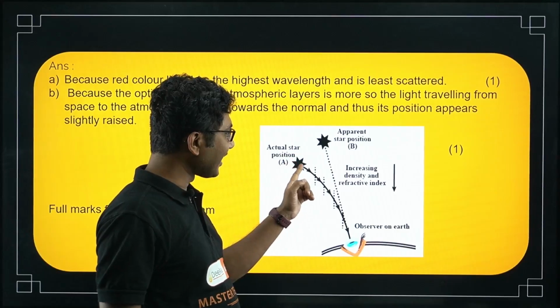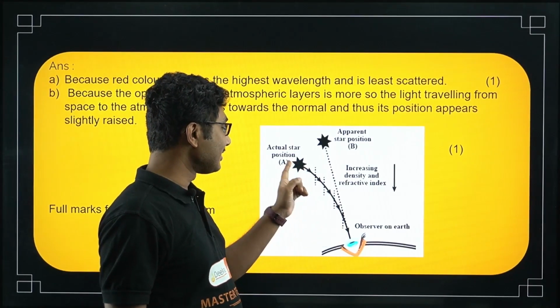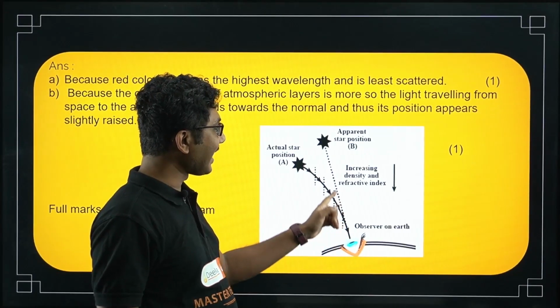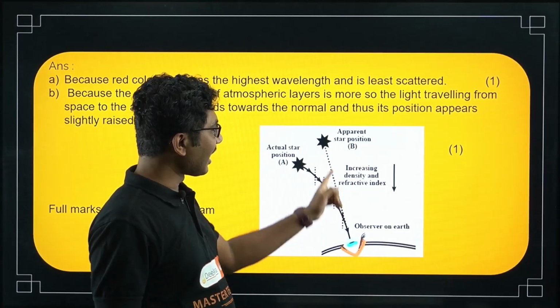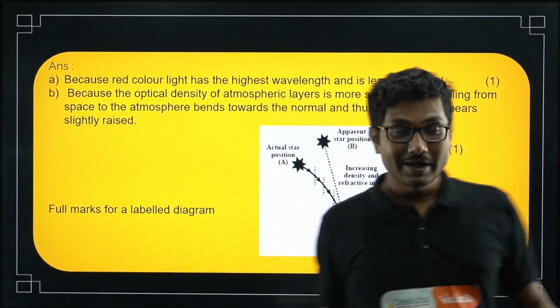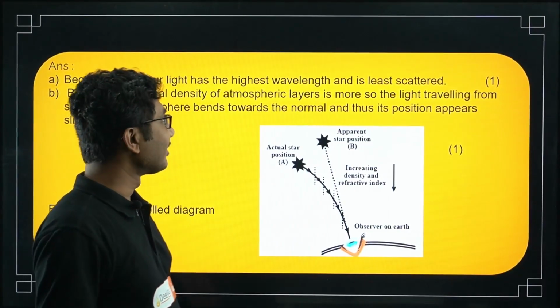So the light ray is traveling like this, and when it reaches your eye, our eye cannot track this curved path. It only sees it as if the light is coming from the last straight path through which the light ray is falling on your eye. So that is why the star appears slightly higher in the sky, right?